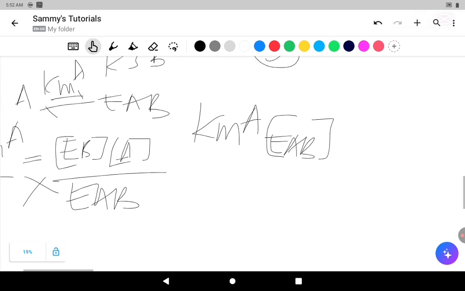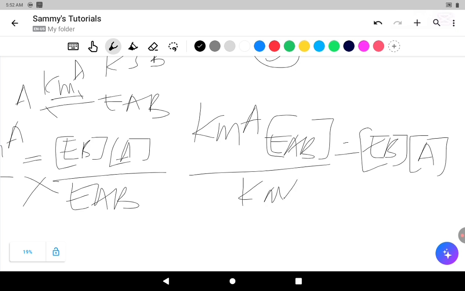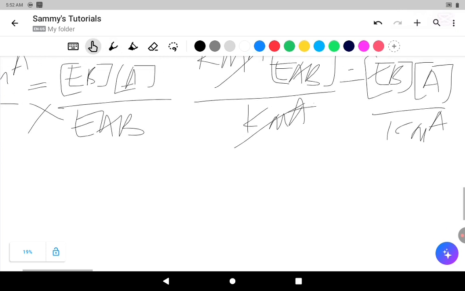If you are following, you know that we have been repeating the same thing, but there are little changes, so pay attention. KMA into EAB equals to EB and A, making EAB the subject of formula. This cancels out this. You have EAB equals to this, right? And that's not equation C. We still have to do something. That's why you need to be very attentive.